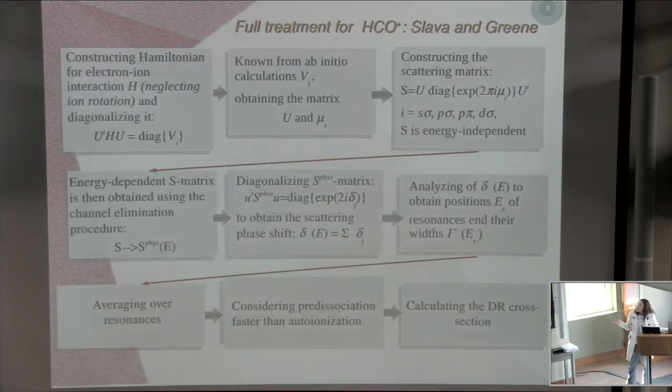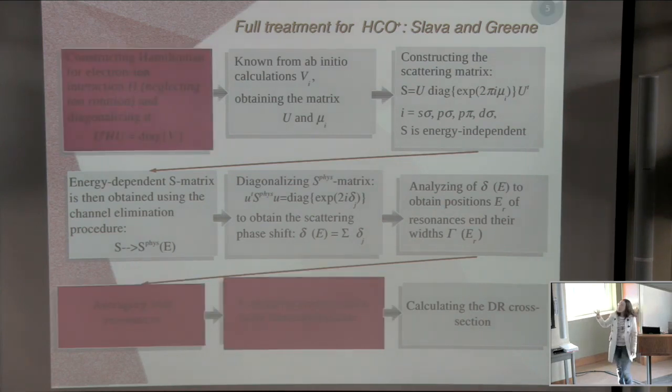And then there is also the treatment for HCO plus. It's still very complicated, but a little bit more simplified. I'm also not going to go through the details of that. The HCO plus cross-section was calculated first by Ivan, and then Nicola did this in his PhD thesis, including allowing the CO molecule to vibrate.